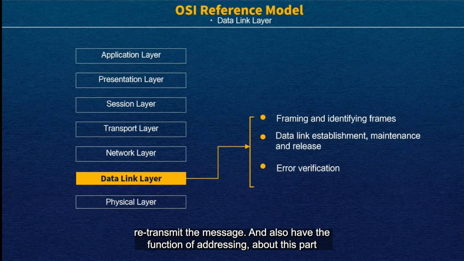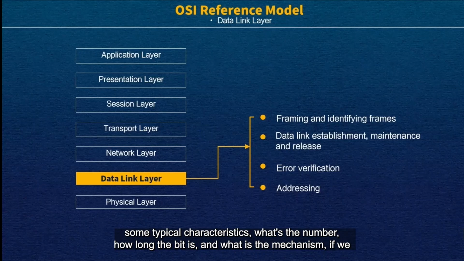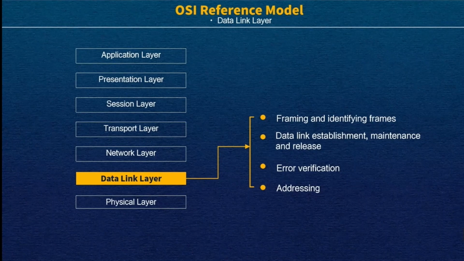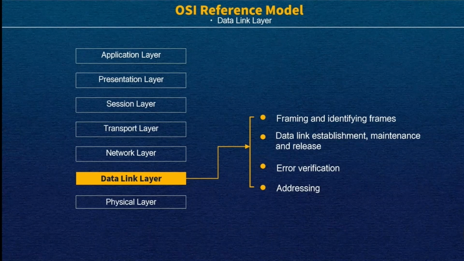And also the function of addressing. About this part, we have a typical address. This address is the MAC address. And about the MAC address, we have some typical characteristics: what the number is, how many bits long it is, and what the mechanism is when we receive this message, how to forward the packet. About this part, we will talk about it later. Okay, so these are two main layers. One is the physical layer, and another one is the data link layer.